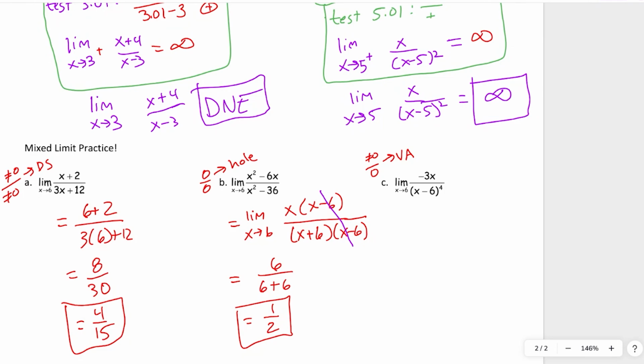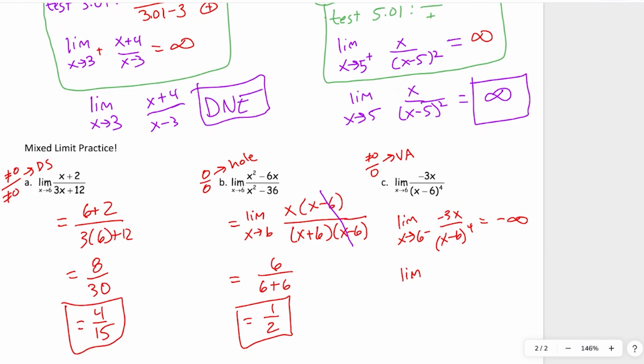So let's find the left-hand limit. What's the limit as x approaches 6 from the left? What would be a good number to test? 5.99. Yeah, 5.99. Okay, if I plug in 5.99 into the numerator, this will be negative, right? If I plug in 5.99 to the denominator, I'm raising this to the 4th power, so that's always going to be positive. So I've got a negative over a positive, which is negative. So the left-hand limit's negative infinity.